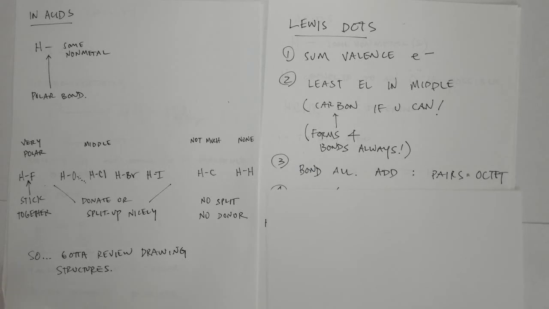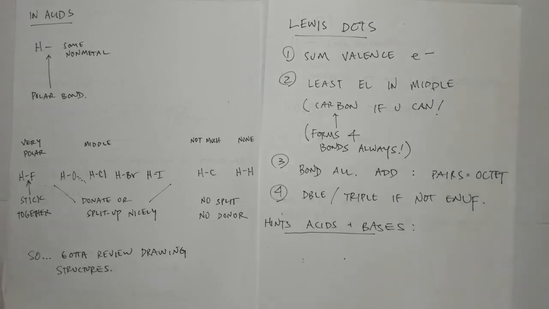Bond everything else around it, and then make sure that you add the unshared pairs of electrons to make everything have an octet, except for hydrogen, of course. Remember, hydrogen only wants a duet. It only has 1 electron, and so it only wants to end up looking like helium. Double or triple bond if it's not enough.